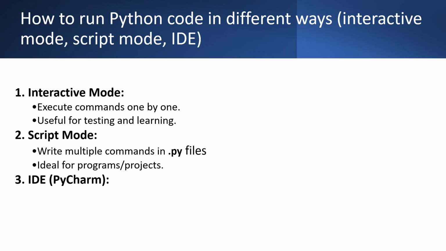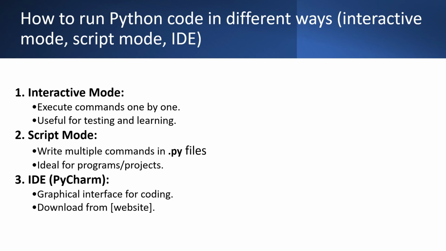A third way to run Python code is to use an IDE, such as PyCharm, which is a program that provides a graphical user interface, or GUI, for writing, editing, debugging, testing, running, and managing Python code. This is also useful for developing and running complex Python programs and projects.